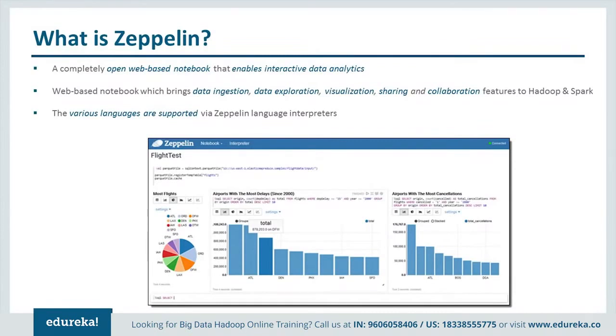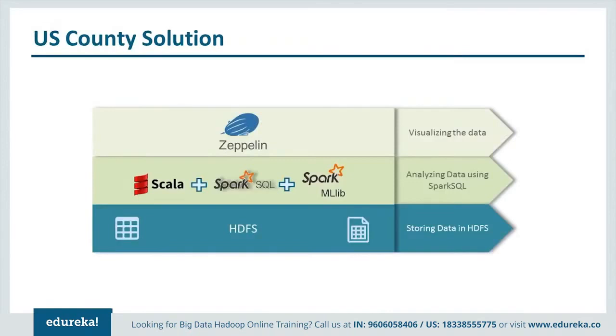So now let's move on to the solution of the use case. This is what you've been waiting for. First, we will solve our U.S. county solution. The first thing we will do is store the data into HDFS, and then we will analyze the data by using Scala, Spark SQL, and Spark MLlib. And then finally, we'll find out the results and visualize them using Zeppelin. So this was the entire U.S. election solution strategy that I told you.